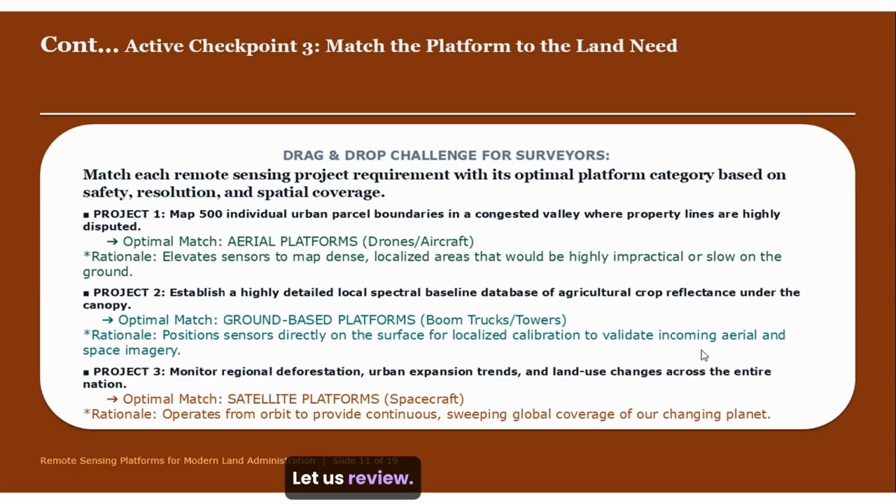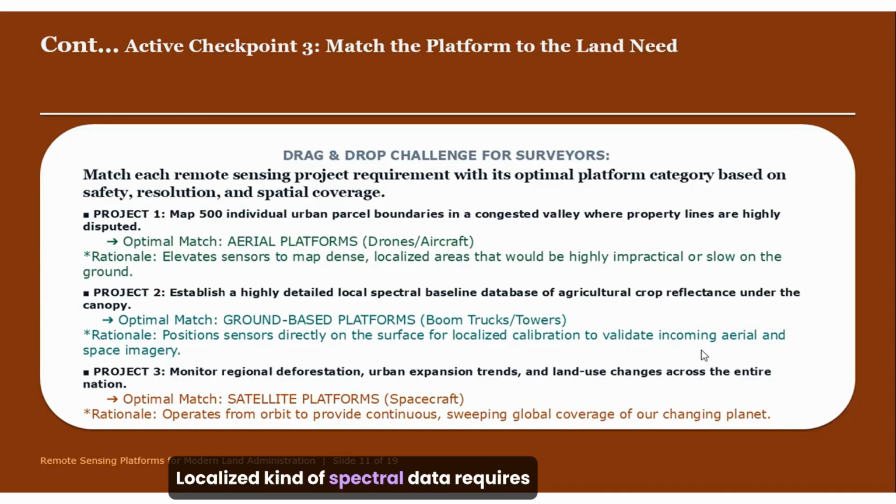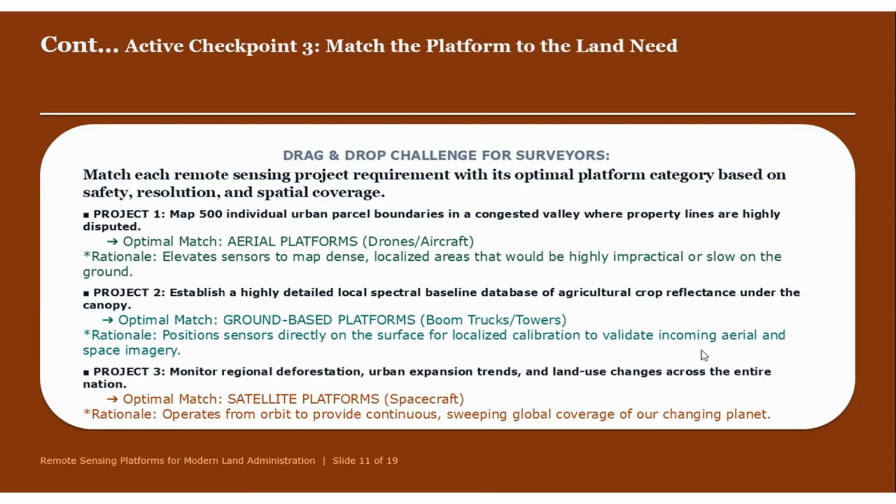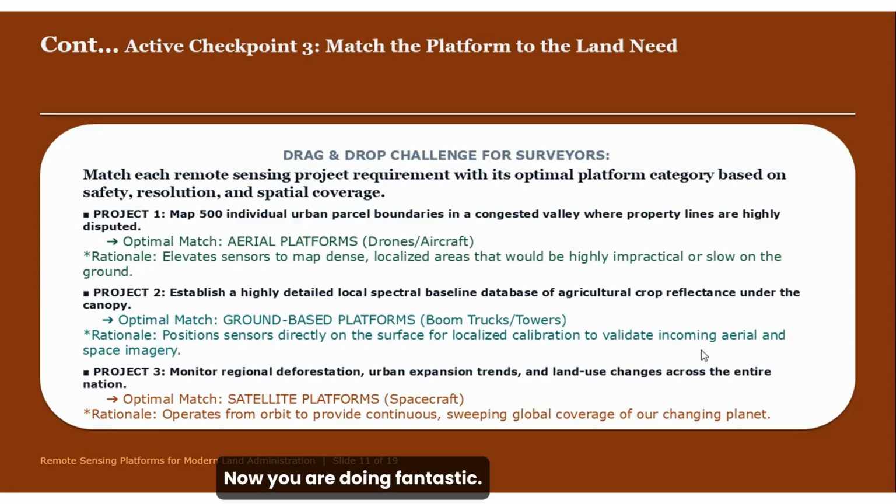Welcome back. Let us review. Mapping congested parcel boundaries requires aerial precision. Localized canopy spectral data requires ground-based validation, and monitoring national change requires satellite sweeping coverage. Now you are doing fantastic.